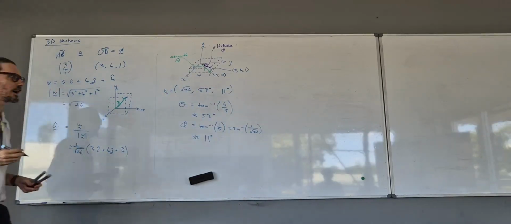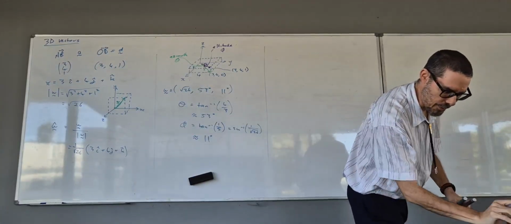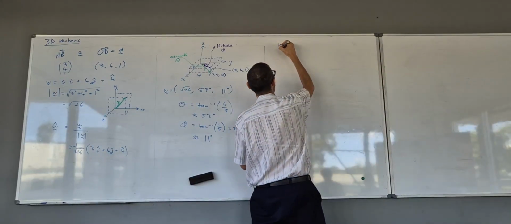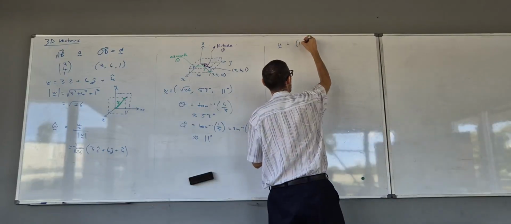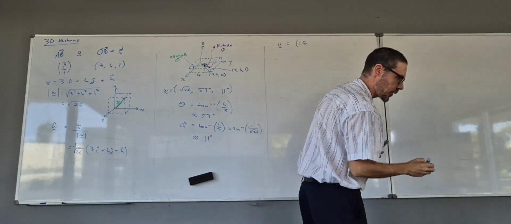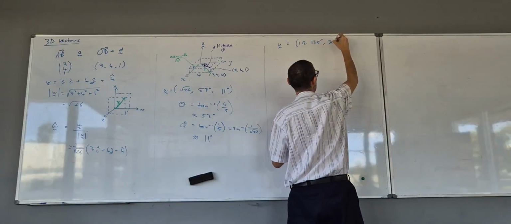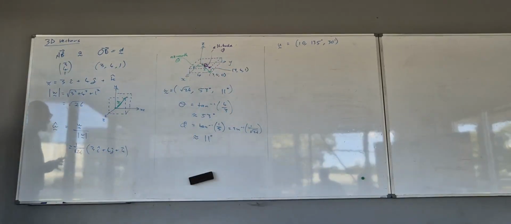What about going back the other way? Can you go back? Suppose I give you 10, 135 degrees, 30 degrees. Let's try going back to Cartesian form.